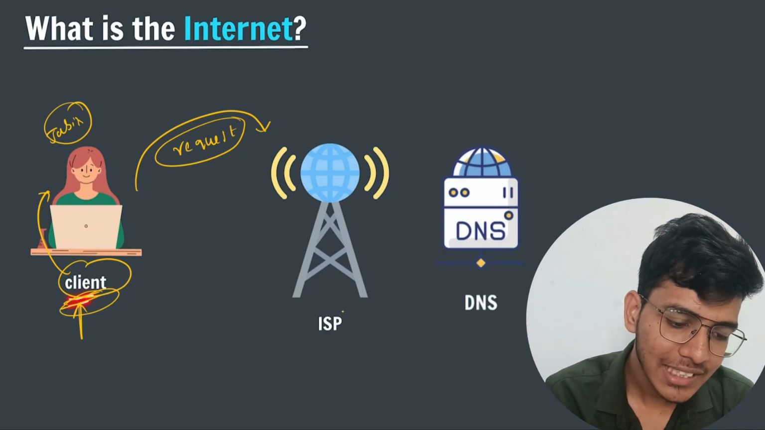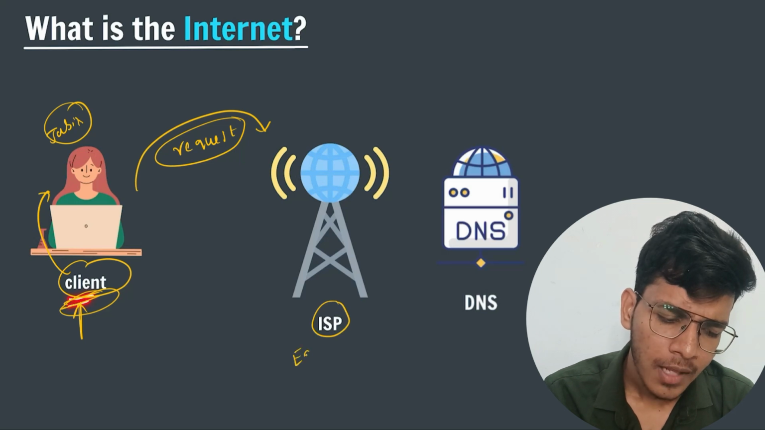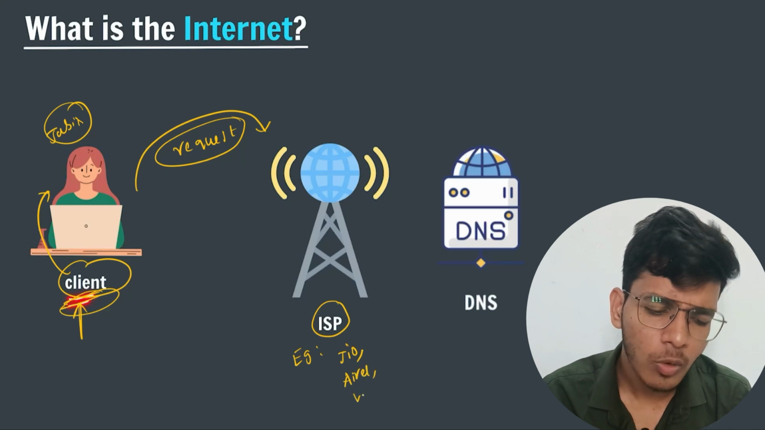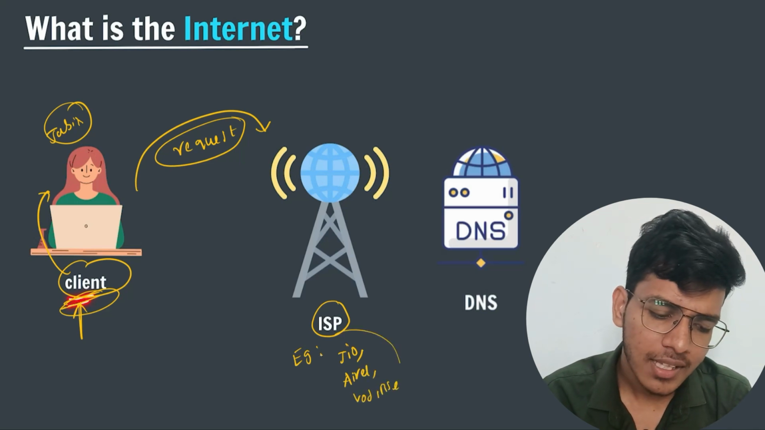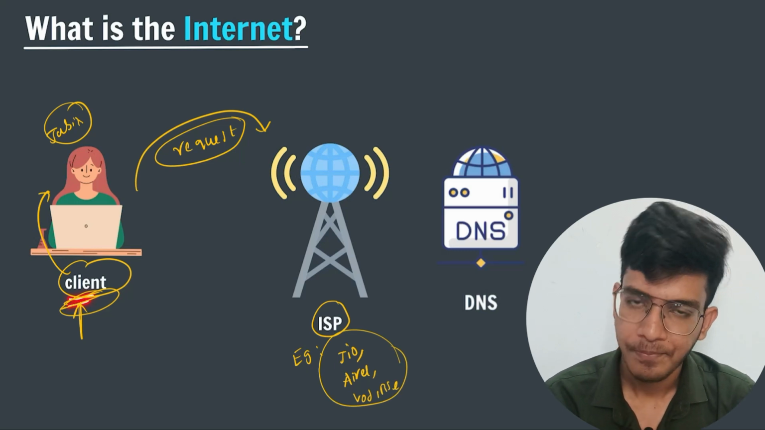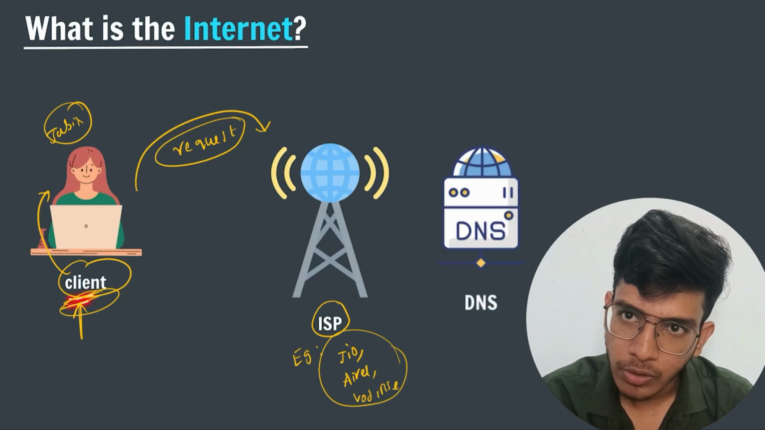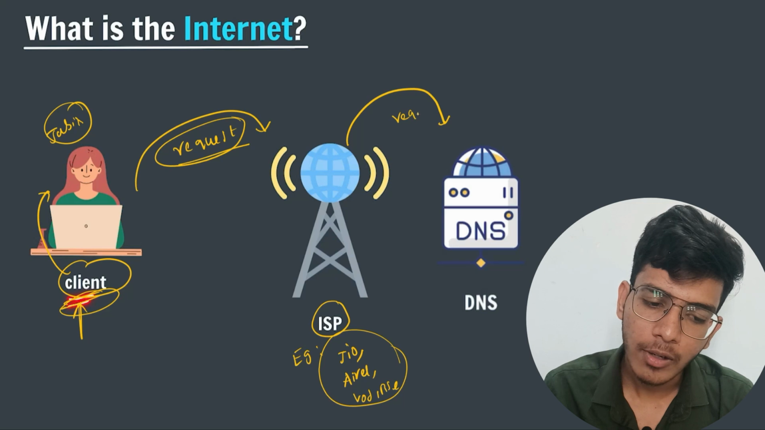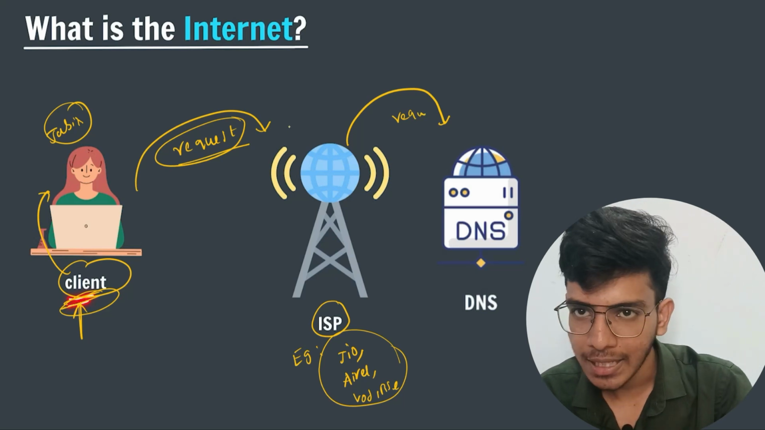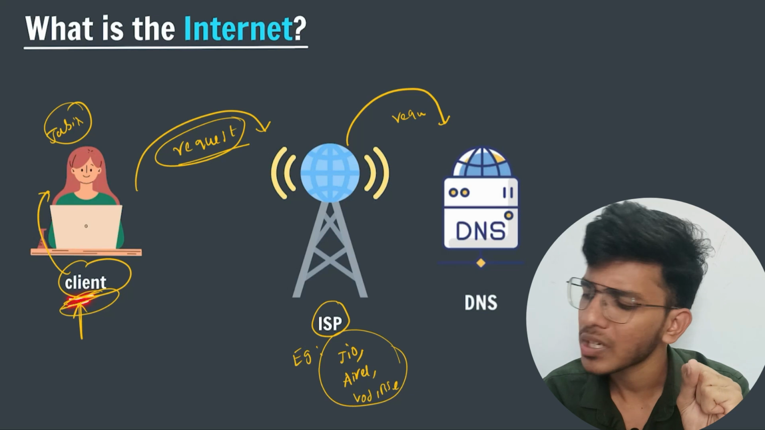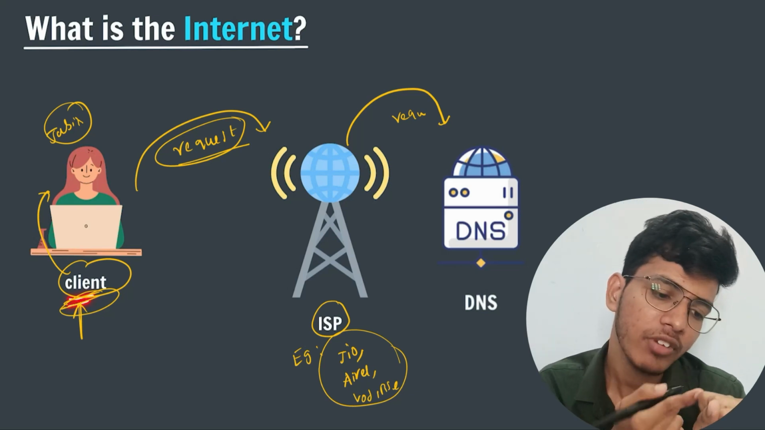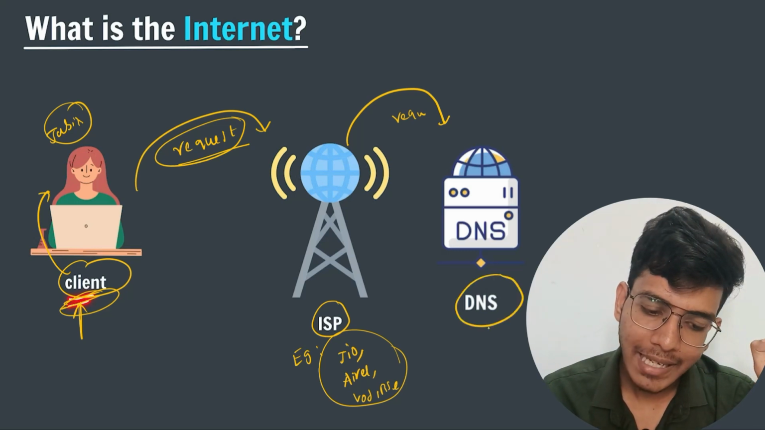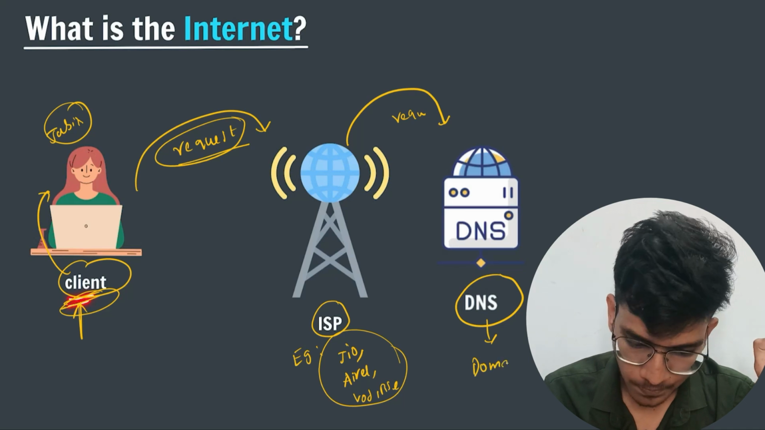ISP is nothing but internet service provider, and for example Jio is an internet service provider, Airtel is an internet service provider, Vodafone, Idea, BSNL, these are some of the internet providers in our country. Okay, and what this internet provider will do is that they will take the request, they will identify, oh, this person is sending me this request, and this request will get again transferred to DNS, and DNS is nothing but domain name search.